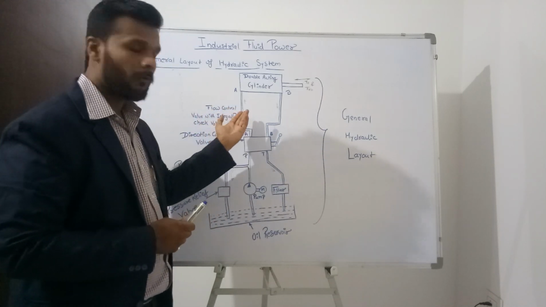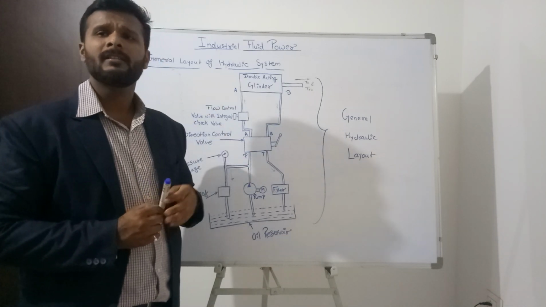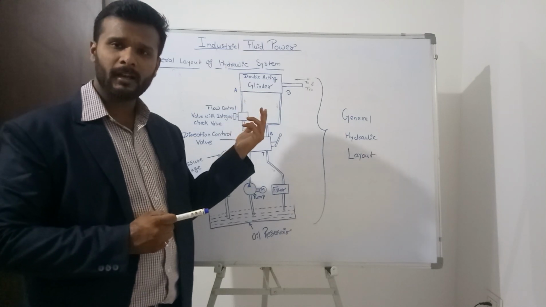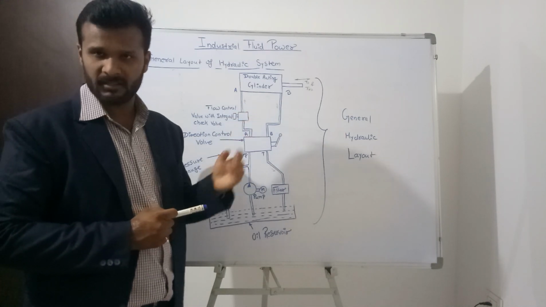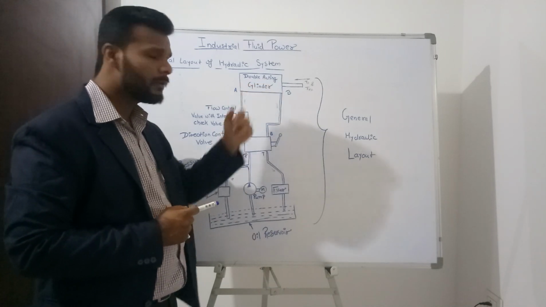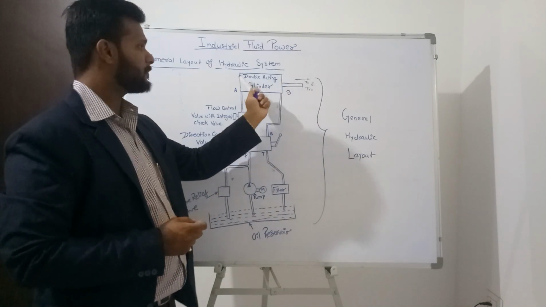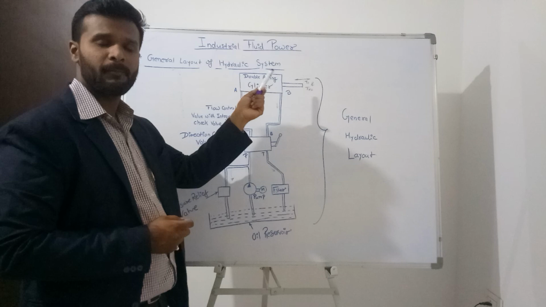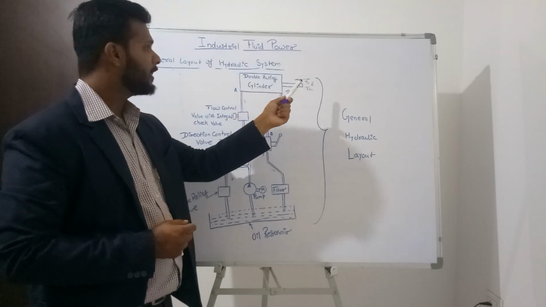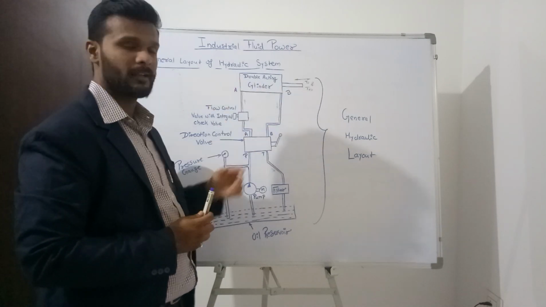From the flow control valve, the fluid moves towards the actuator. The actuator is nothing but a single acting cylinder, double acting cylinder, motor, unidirectional motor or bidirectional motor. So here in this case, I have given an example of a double acting cylinder. Double acting, why? The piston of this piston cylinder arrangement can move to and fro. That's why it is double acting, and that's why I have named it a double acting cylinder.